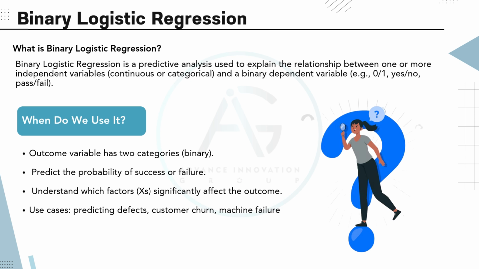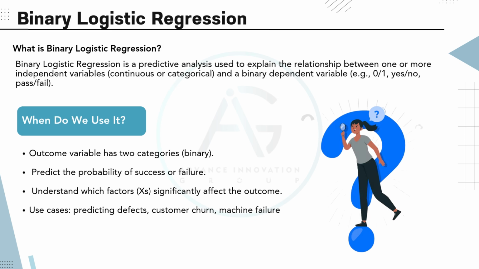First, it's the go-to method when the outcome variable is binary. It allows us to predict the probability of success or failure, which is extremely valuable in operational, manufacturing, and service environments. It also helps us understand which factors significantly influence the result, which can inform decisions, root cause analysis, and process improvements. For example, in quality control, it could be used to predict whether a product will fail inspection based on machine settings, operator experience, or shift timings.